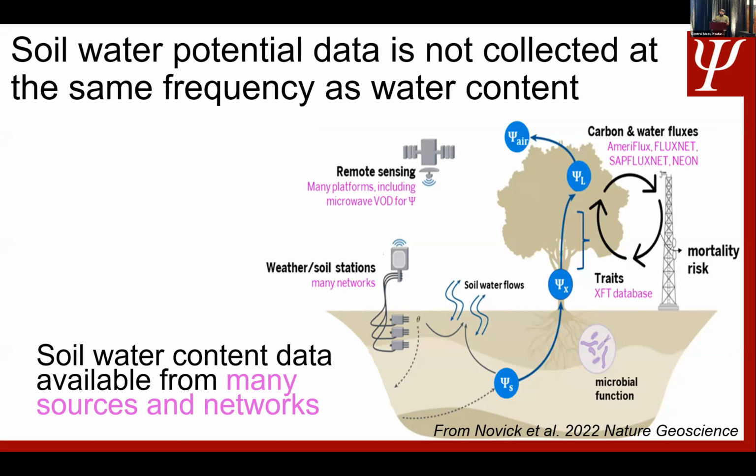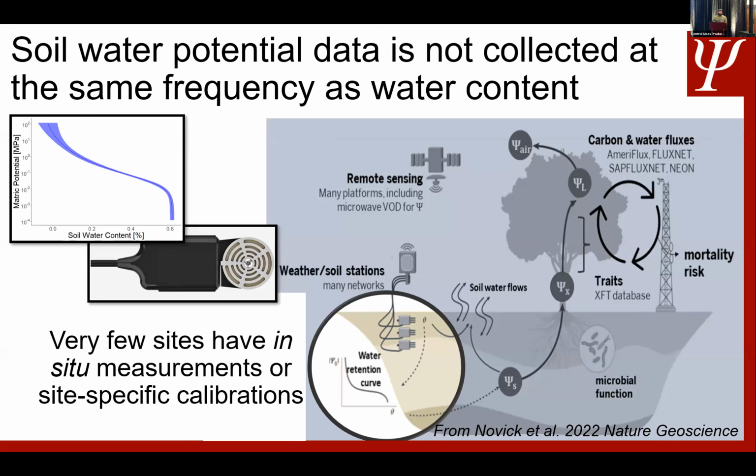Obviously we have AmeriFlux, FluxNet, NEON, all contributing to soil moisture data, where they're both different profiles and different sites. And we're even getting remote sensing soil moisture products for even larger landscapes. But we do not have soil water potential at these same measurement frequencies or same measurement locations. And there are very few sites that have in situ soil water potential sensors that are especially paired with soil moisture contents. Moreover, there's not very many sites that have site-specific soil water potential curves.